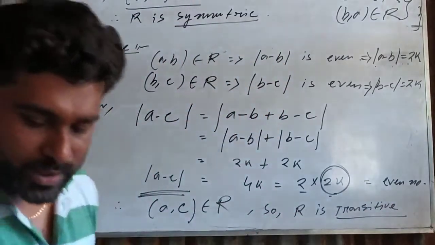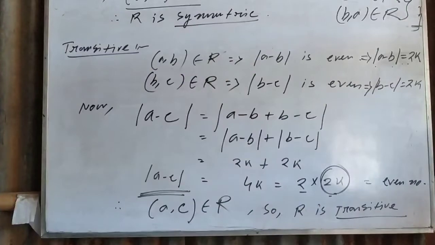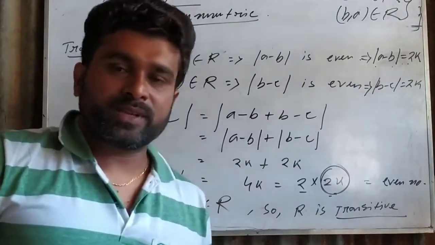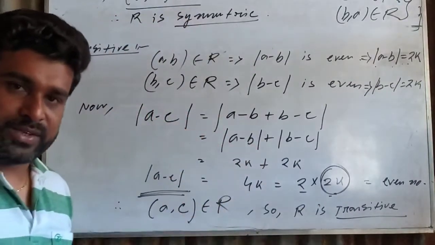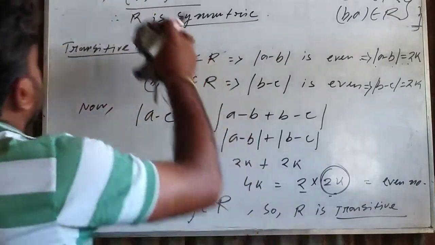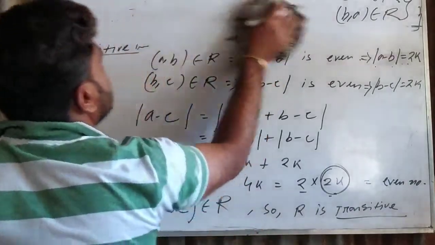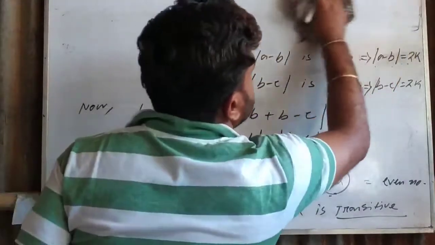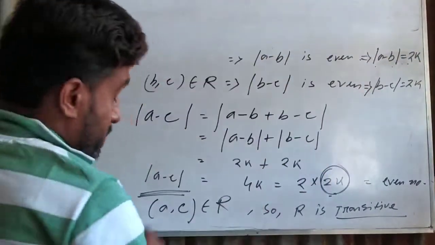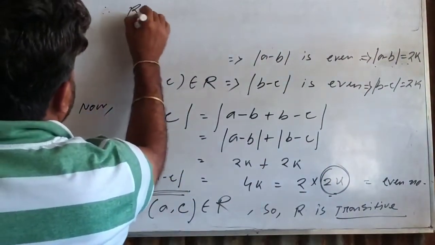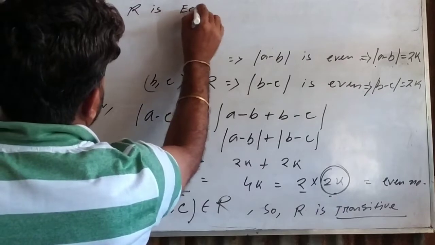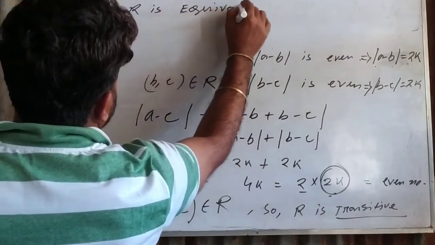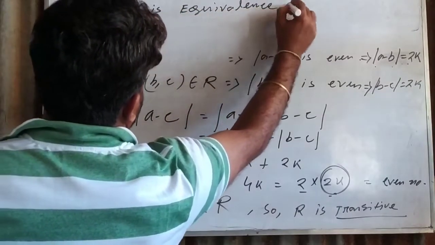Okay. So here you can see this given relation is reflexive, symmetric and transitive. Okay. So R is what? Is it an equivalence relation? Just write the direct statement. So R is equivalence relation.